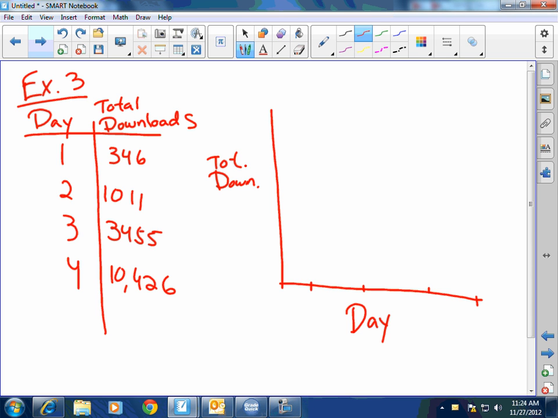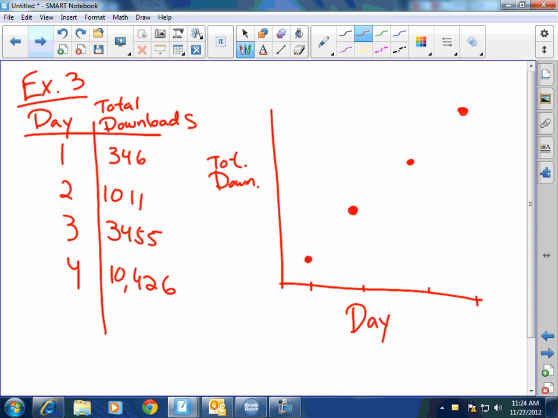Now, the days, we can pretty much do day one, day two, day three, day four. But they're not even giving us numbers. They just want you to have a sketch. So day one, let's do it about here. Day two almost triples it, so about there. Day three triples it again. And day four about triples it again. So that would be a good estimate of what this graph could look like. I didn't say graph it exactly. I just wanted to see if you could sketch the graph. And what's happening here is, as the days go on and pass, there are more downloads. Does that make sense, boys? Yes, sir.